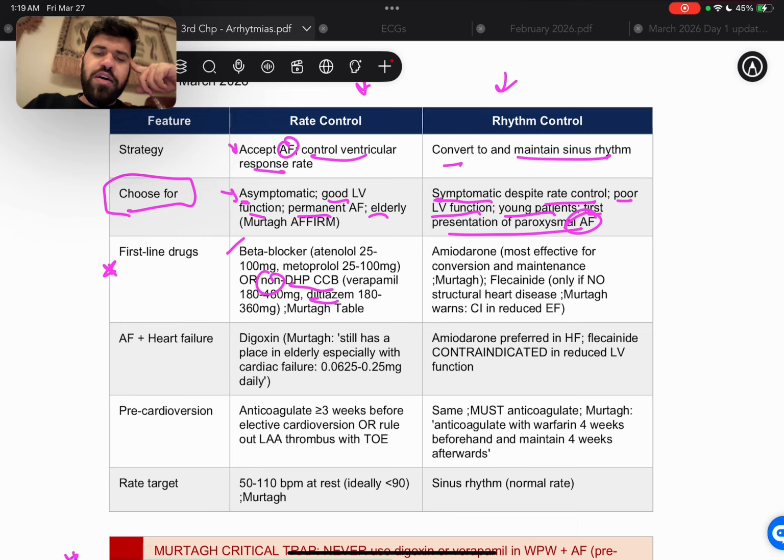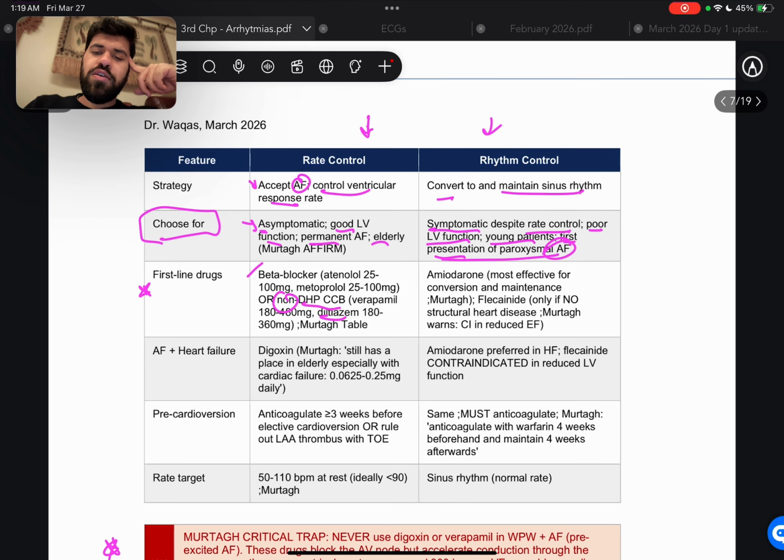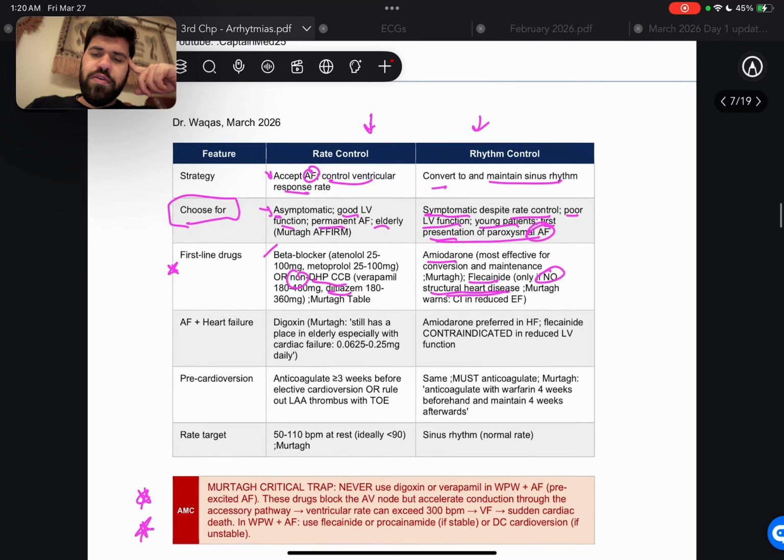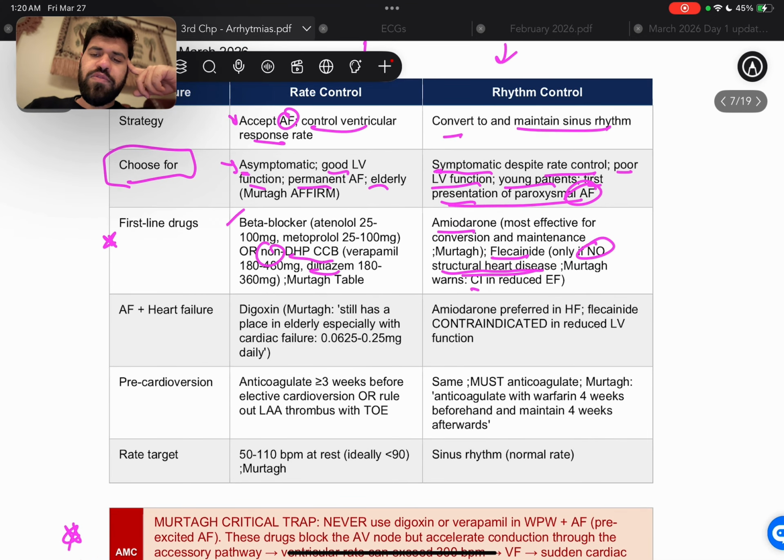All right. Diltiazem, such as. And rhythm control, we use rhythm drugs such as amiodarone. This is the most effective for conversion and maintenance. And flecainide only if no structural heart disease. All right. And the warning in Murtagh was given for CAST and reduced ejection fraction.